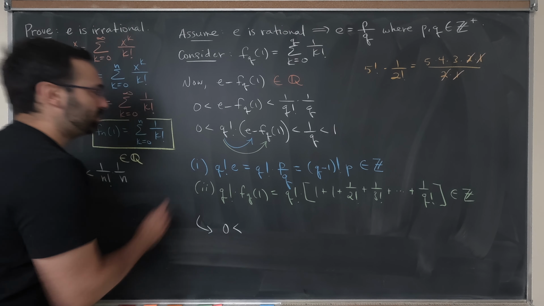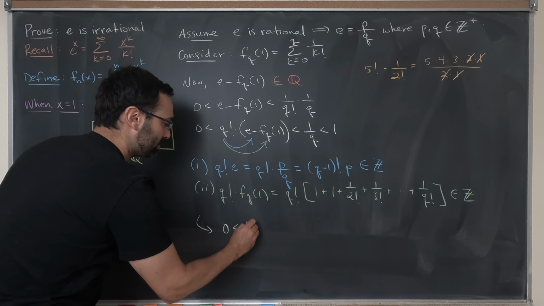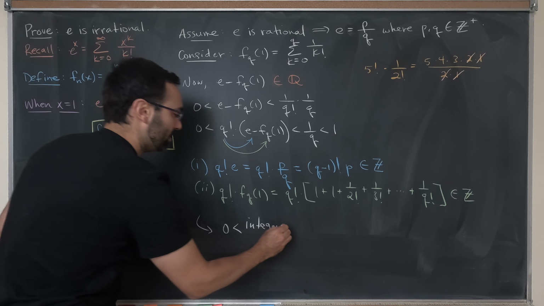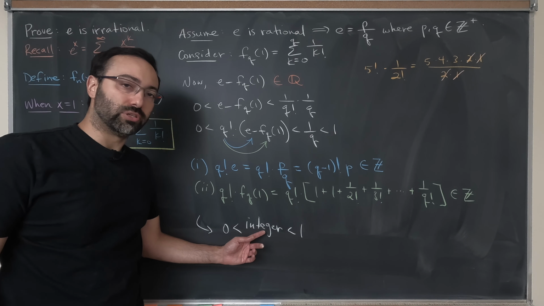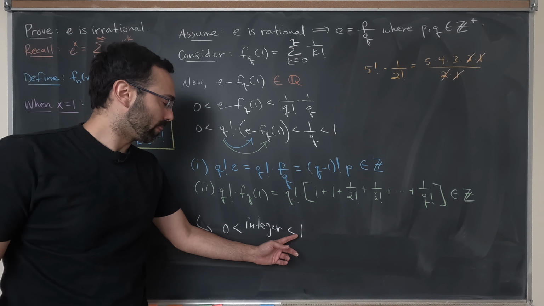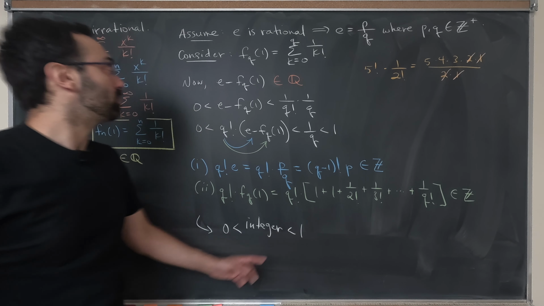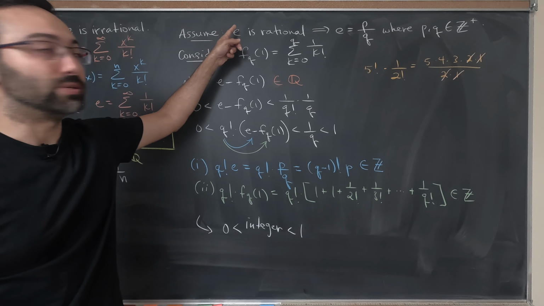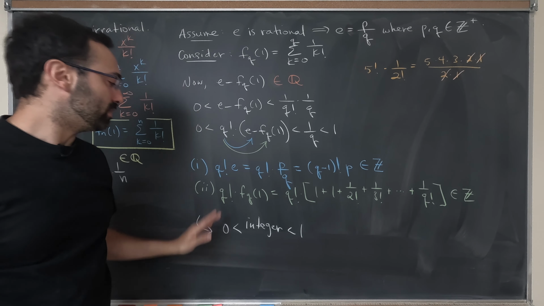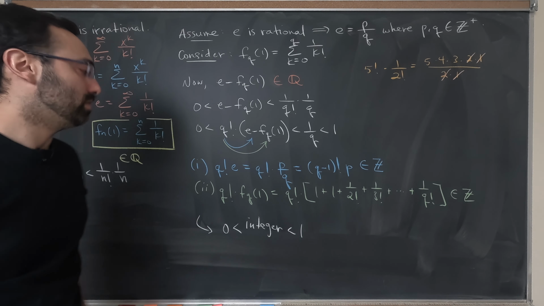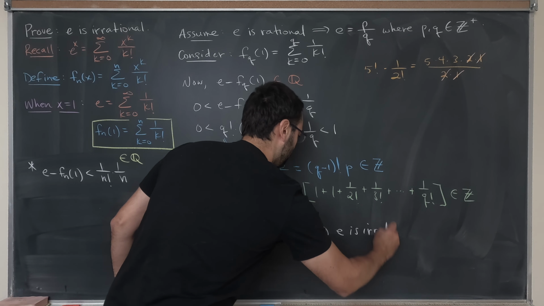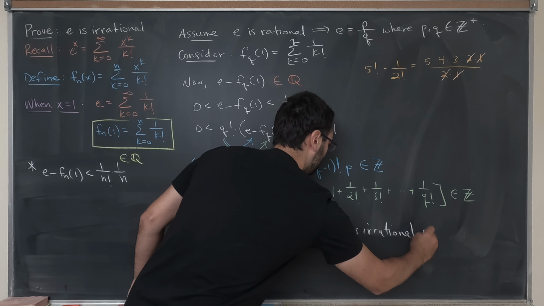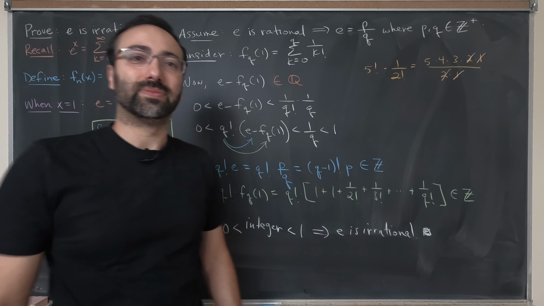And so it looks something like 0 is less than some integer is less than 1. But we cannot have any integer between 0 and 1. And so our whole assumption that we started with up here falls apart, that e is rational. So the only conclusion then that this leads us to is that e is irrational. And that completes our proof. Hope you enjoyed.